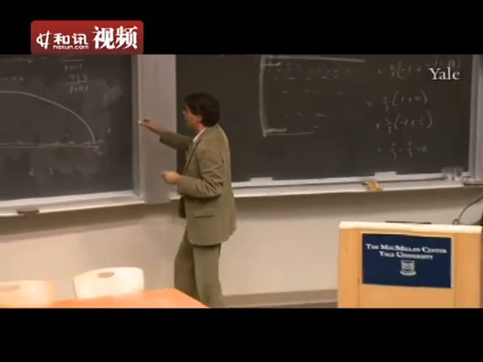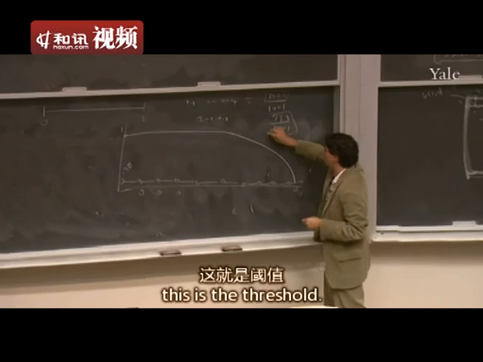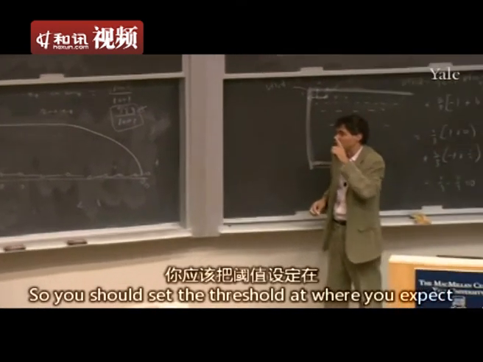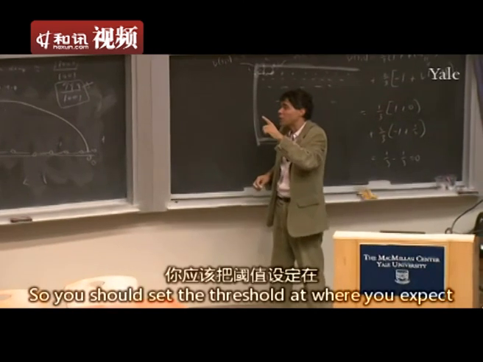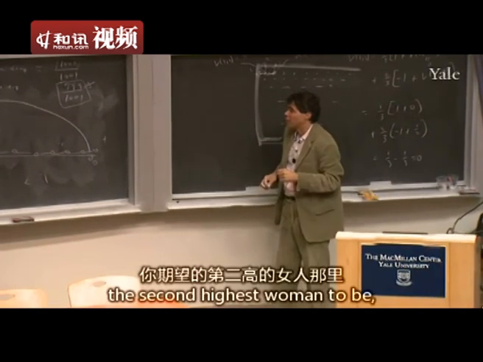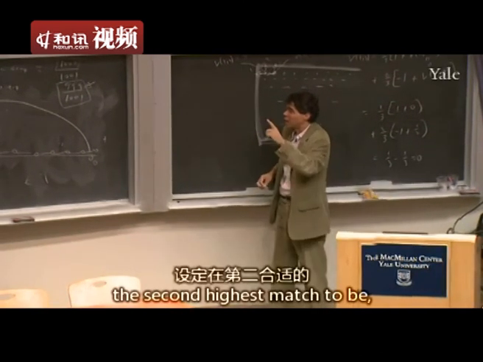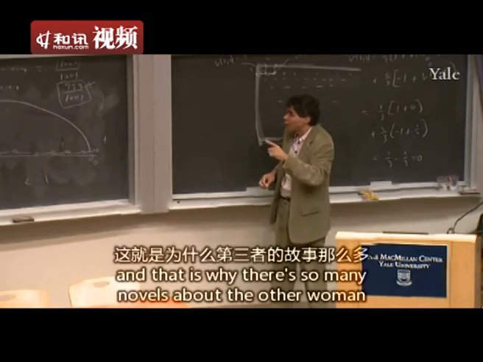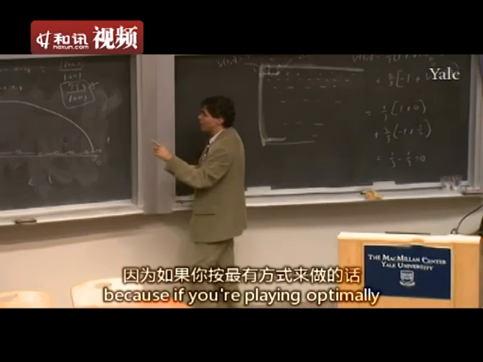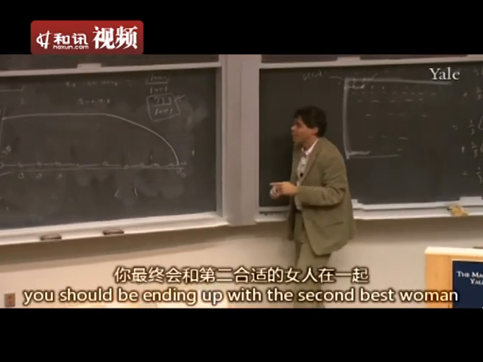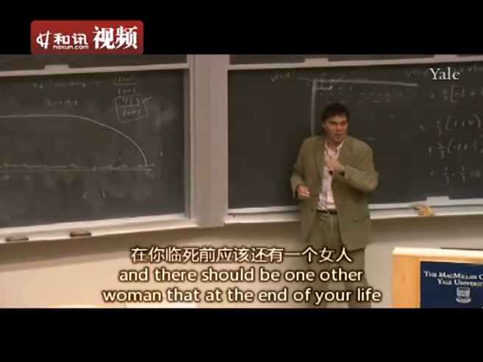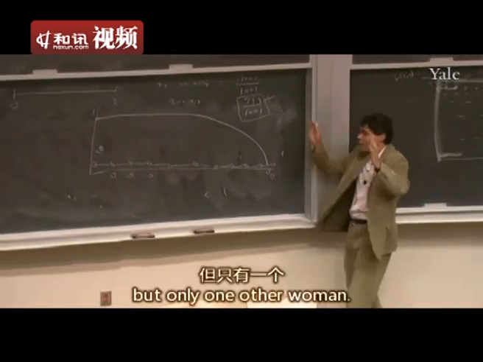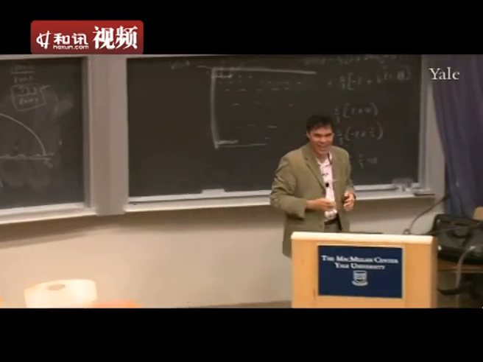So amazingly, this is the answer. This is the threshold. You should set the threshold at where you expect the second highest match to be, and that is why there are so many novels about the other woman. Because if you're playing optimally, you should be ending up with the second best woman, and there should be one other woman that at the end of your life you regret that you didn't wait for, but only one other woman.